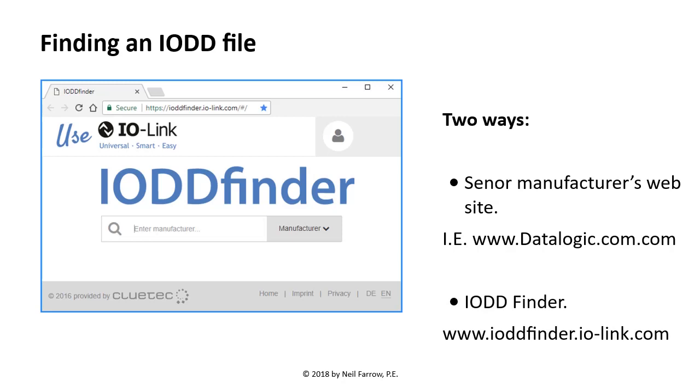The IODD file typically does not ship with the sensor. There's no CD, there's no memory stick. You can get it two ways though. One way is from the sensor manufacturer's website directly. Another way is from the IODD Finder at ioddfinder.io-link.com. And it's up to each manufacturer to voluntarily put their IODD files up there.